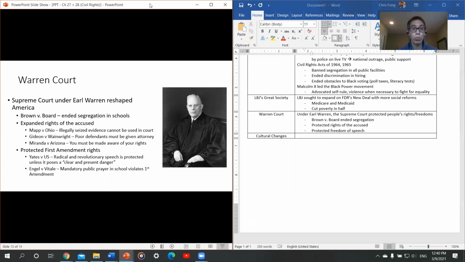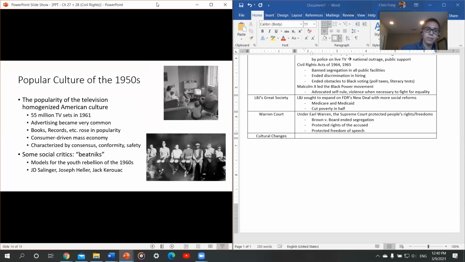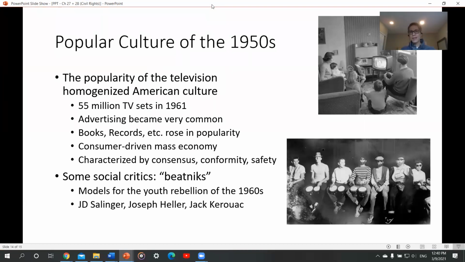Again, fits thematically with what's happening in the 60s, civil rights movement, expanding rights, Supreme Court doing the same. And then amidst this whole era, last two slides looking at some of the cultural changes of the 50s and 60s. The most notable thing that happened in the 1950s was the creation, or I suppose the popularization of the television. By 1961, there were 55 million TV sets in the US, nearly one per family. And that began to change American culture.